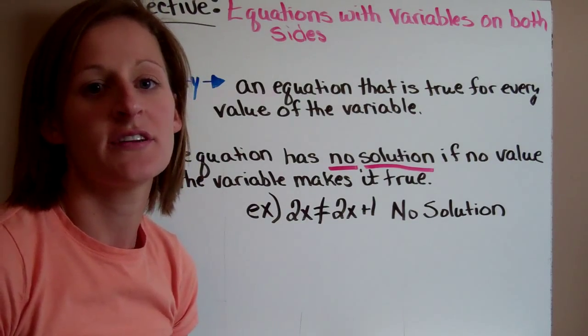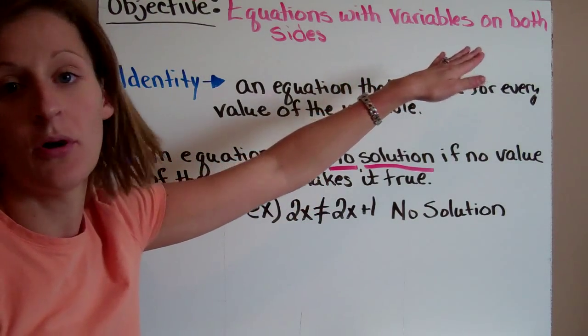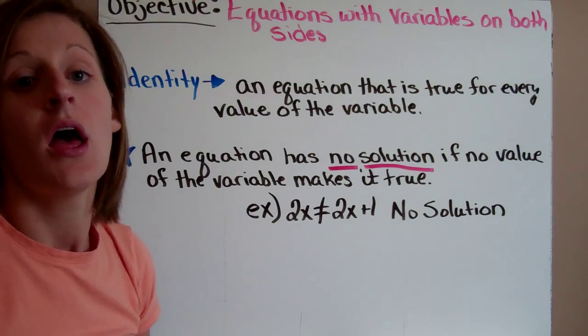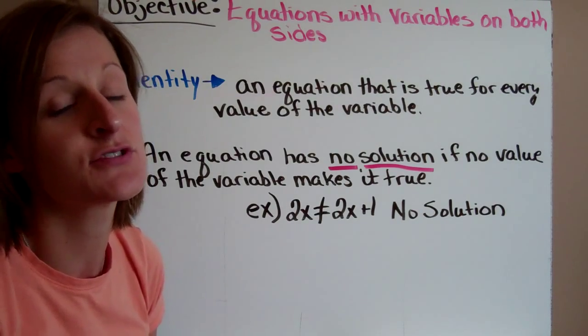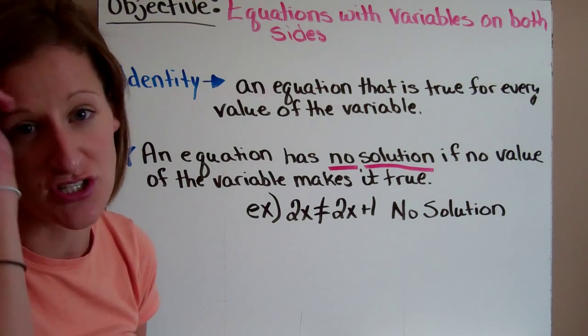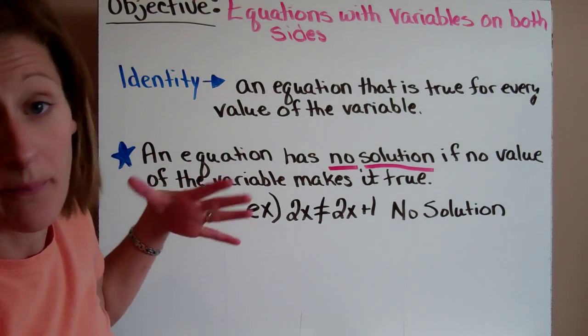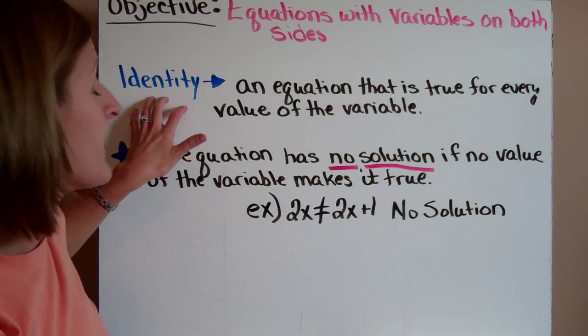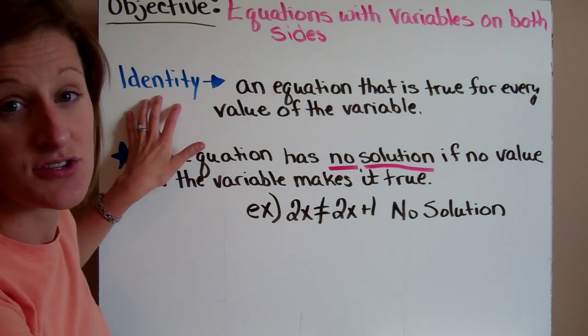Let's look at equations with variables on both sides when we're trying to solve. Now when we have these, we're going to have two new types of solutions that we can get besides just integers or numbers, real numbers. So you have the identity solution that you can also get with this.